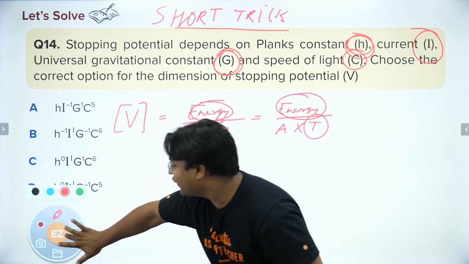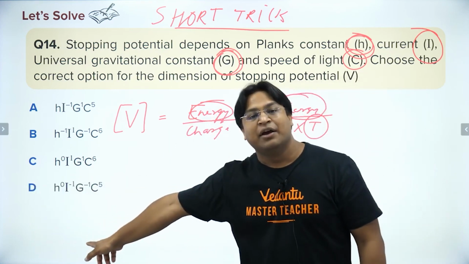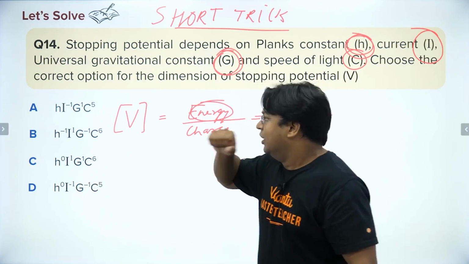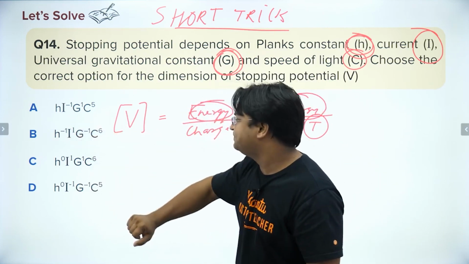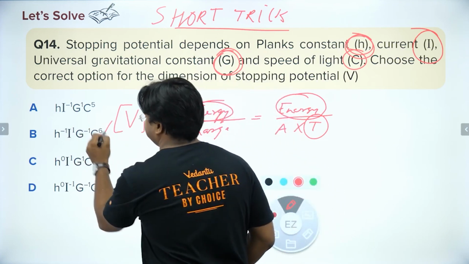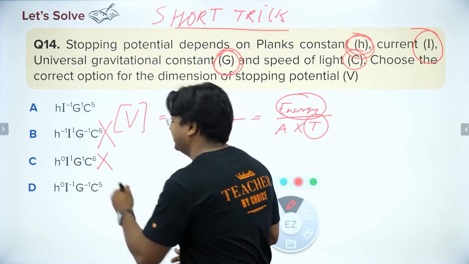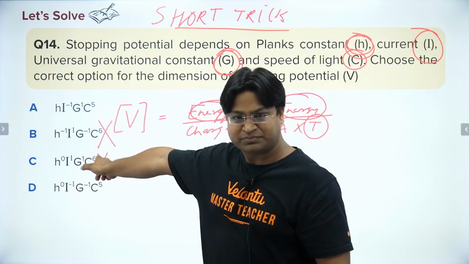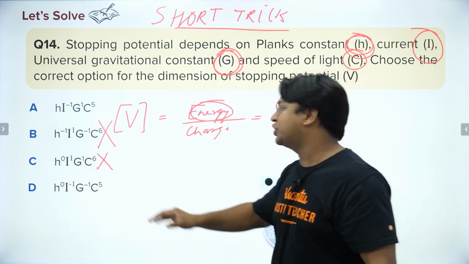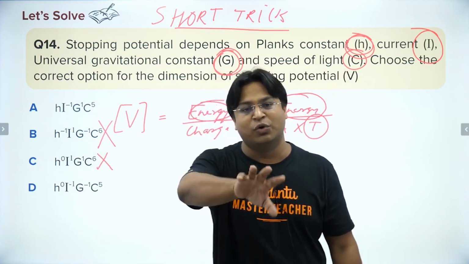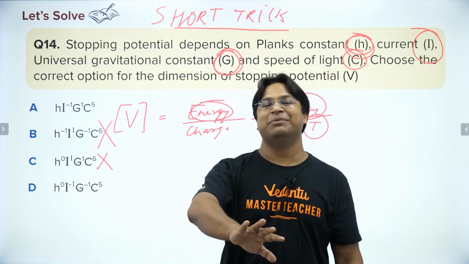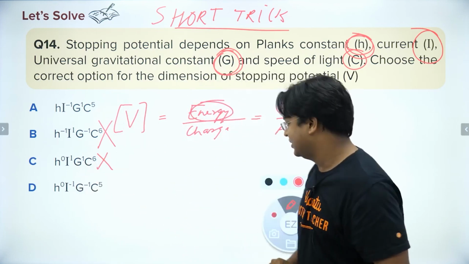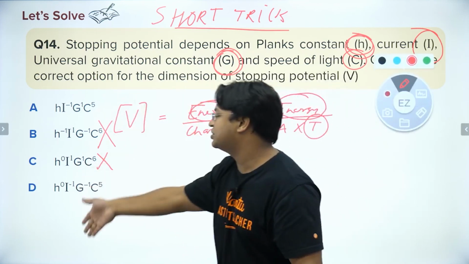So search for the option that contains I with a negative power of 1. A can be a possibility. B is definitely wrong. C is definitely wrong. D can be a possibility. So out of 4 we have eliminated 2 options. Now what should I do for these 2? Should I go for solving? No, don't go for solving. Once you have eliminated 2 options, just check the dimension of any one. That will be easier.